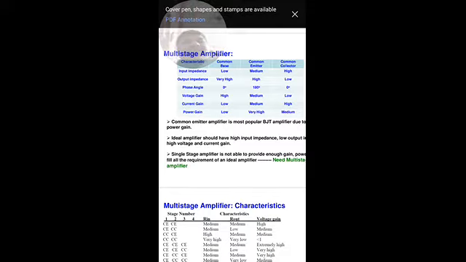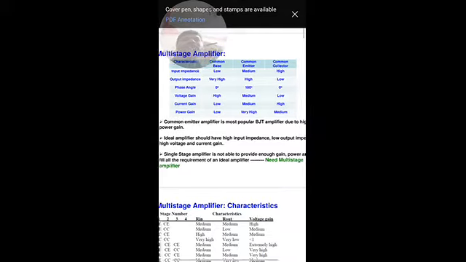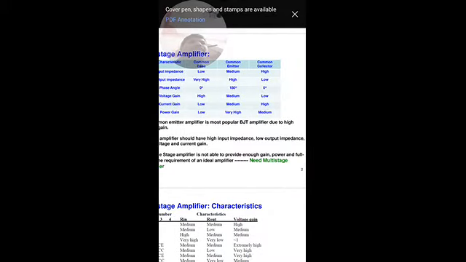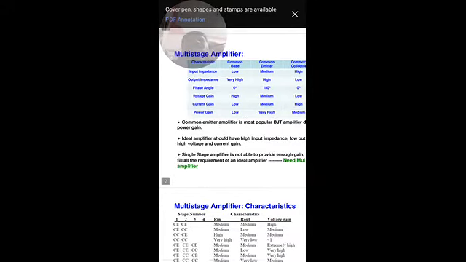CE is the most widely used transistor amplifier configuration, and the ideal amplifier should have high input impedance and very low output impedance. So this is also an important characteristic of an amplifier: high input impedance and low output impedance, high voltage gain and power gain. All these characteristics are not available in a single transistor configuration. We have power gain, voltage gain, and current gain that is not possible with the CB and CC, but it is possible with the CE.